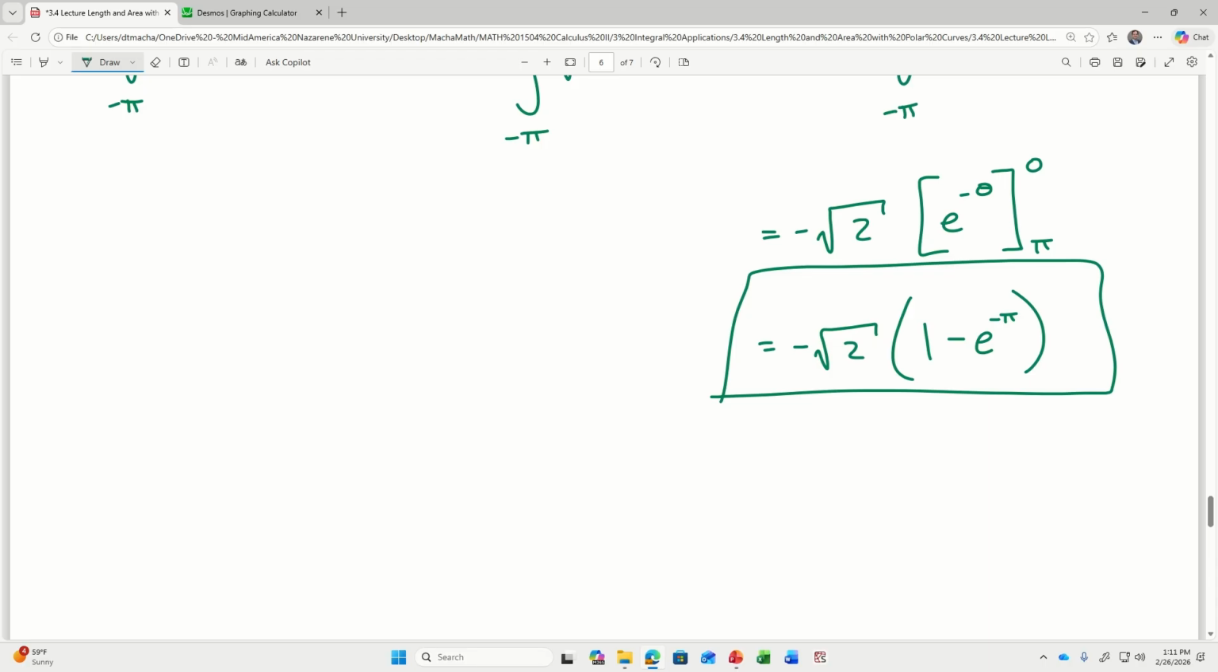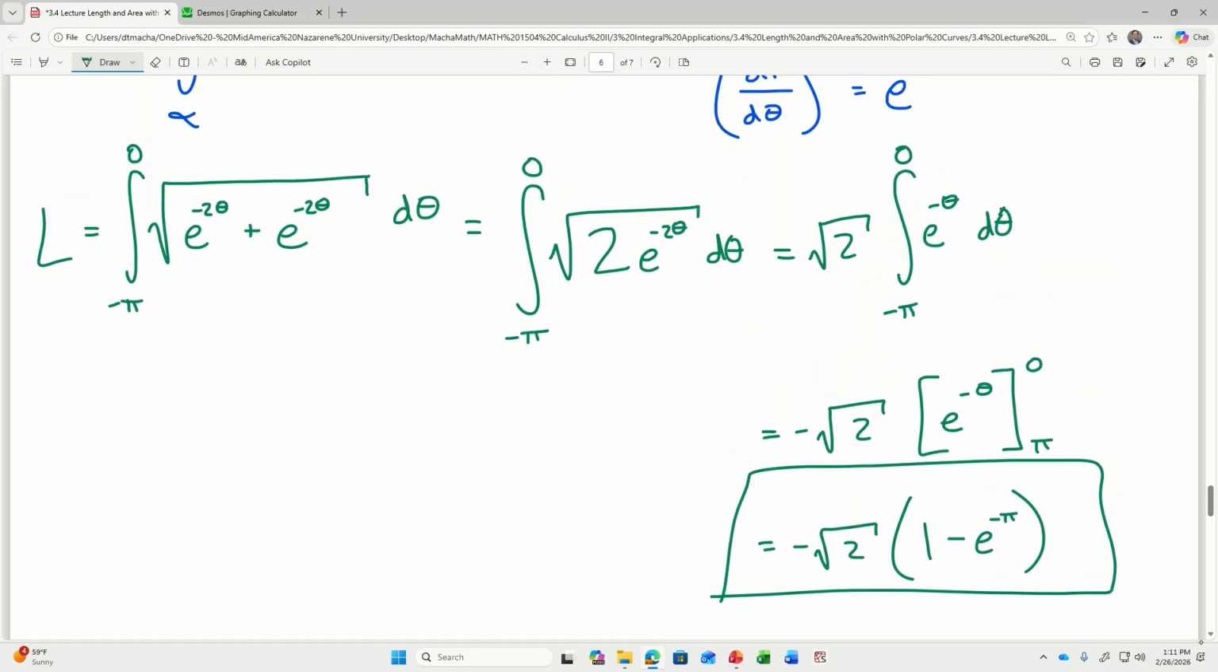That's weird, I'm getting a negative number. Oh, you're right. Because the lower bound's supposed to be negative pi, not pi. So make that a positive pi. And then we'll be good.